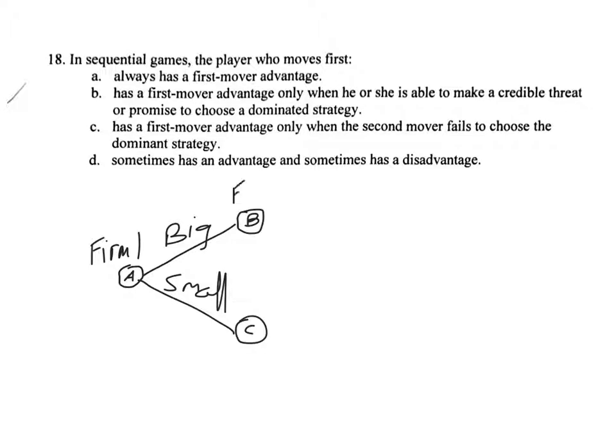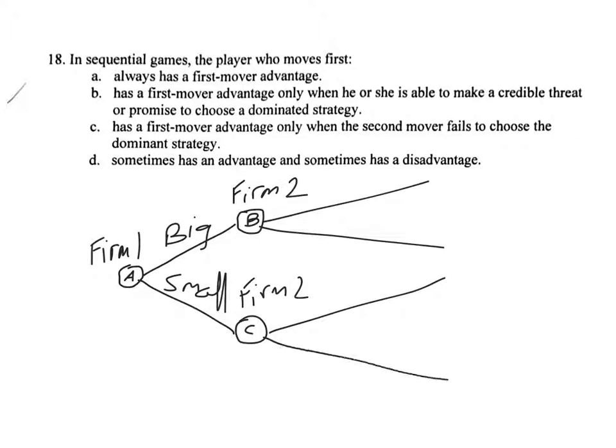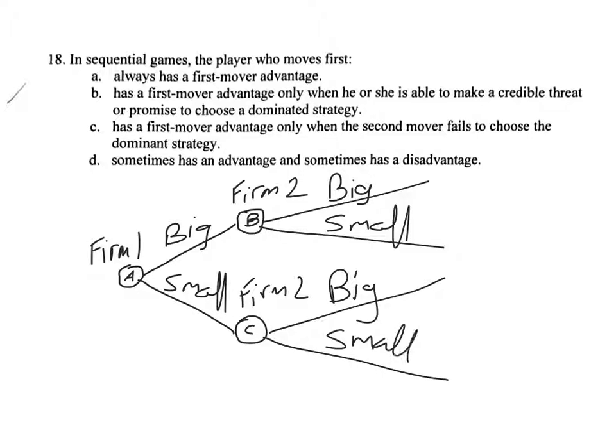Firm two then gets to choose. So we write firm two's name above their possible nodes, and then big, small, big, small. The payoffs, we always list in the order of the first move. So firm one goes first and firm two goes second, even if it were a really long game with all these additional nodes out here, we'd still order the payoffs in the order of the first moves.